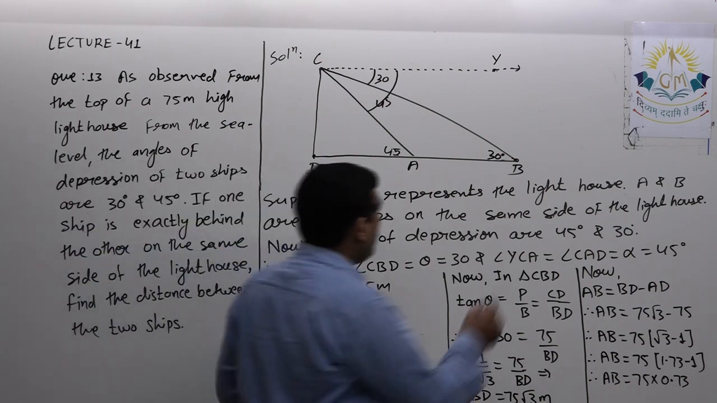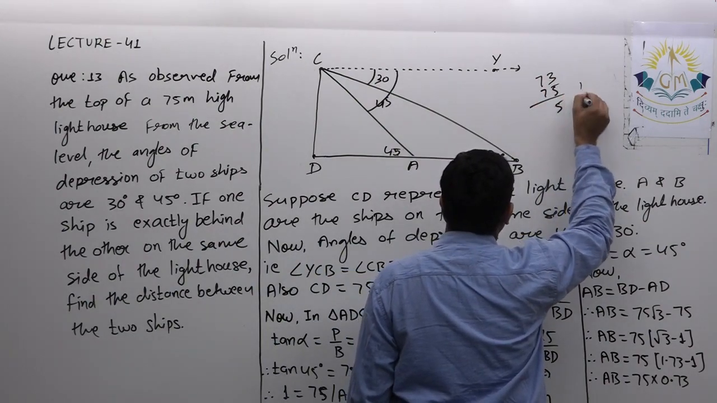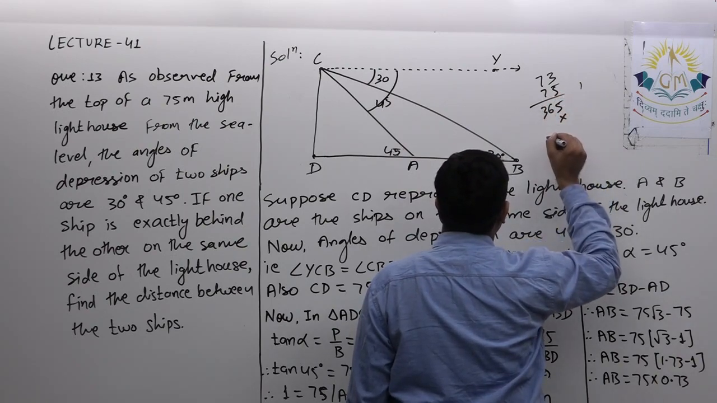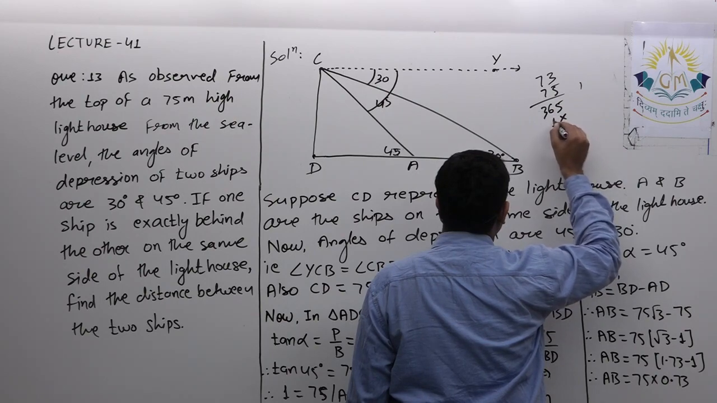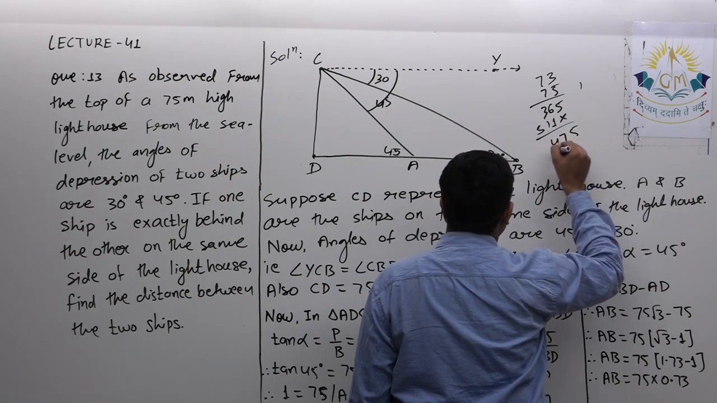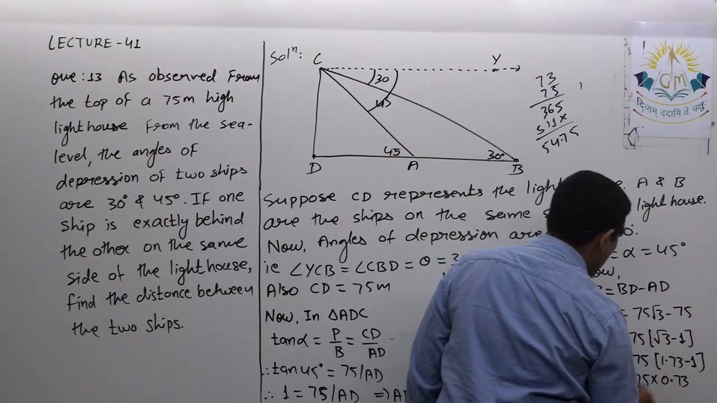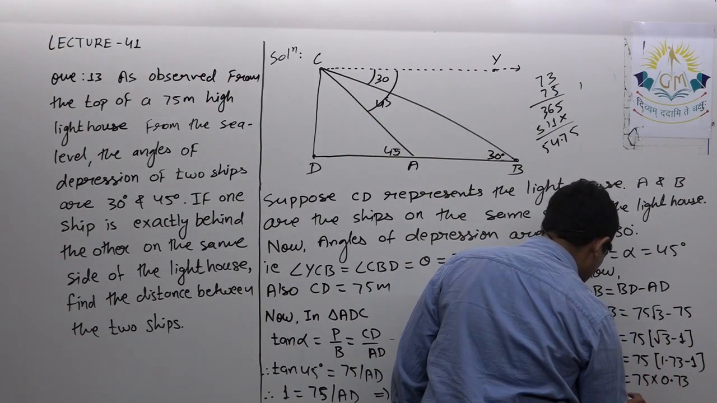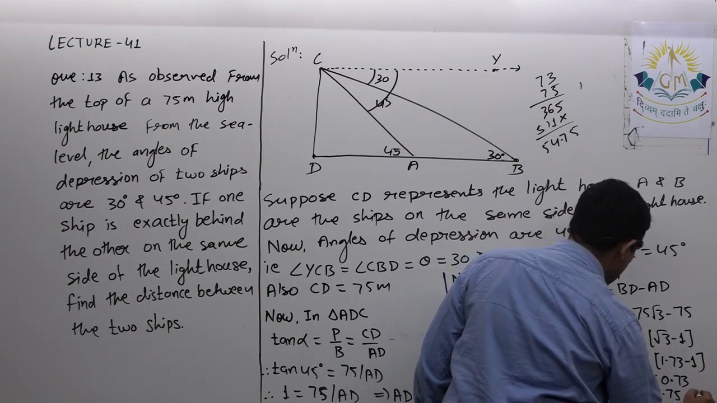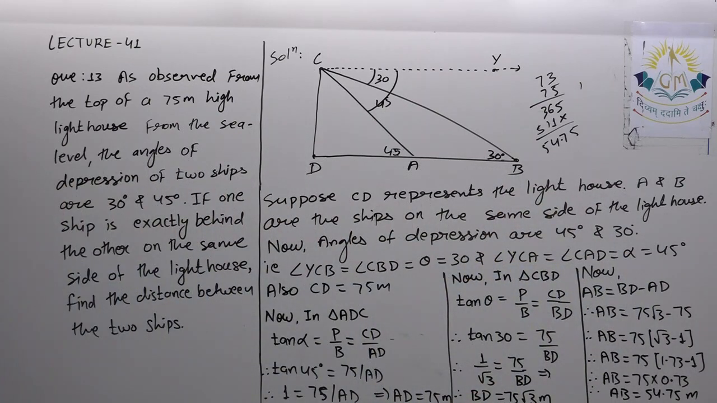Okay, so let us multiply over here. It is 73 multiplied by 75. Okay, so this gives you 54.75. So the final answer is AB is equal to 54.75 meters. So this is my final answer. Please note it down, then we'll see the next question.